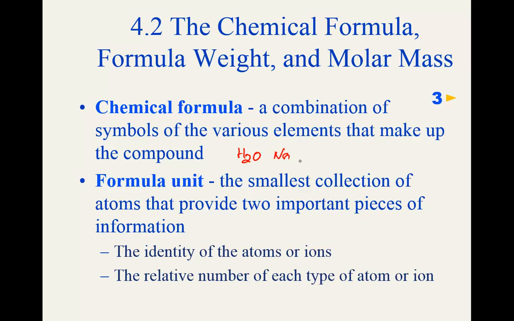Sodium chloride, that would be a chemical formula. The formula unit is the smallest collection of atoms that provide two important pieces of information. They identify the atoms or ions and the relative number of each type of atom or ion. So a formula unit is still like sodium chloride.